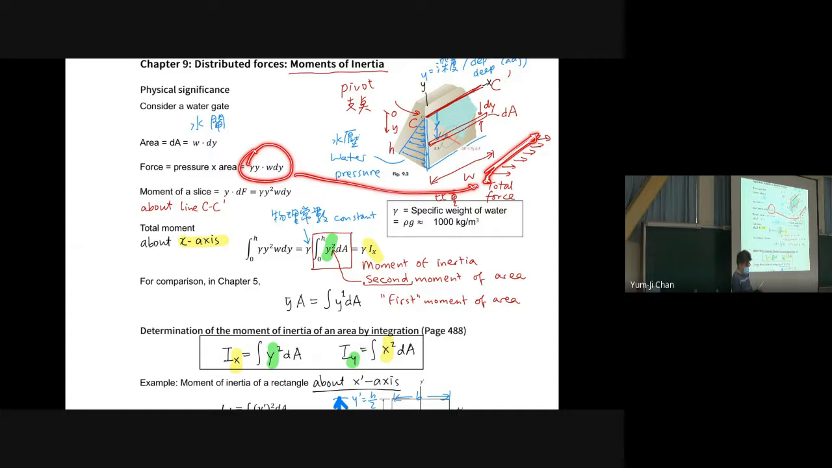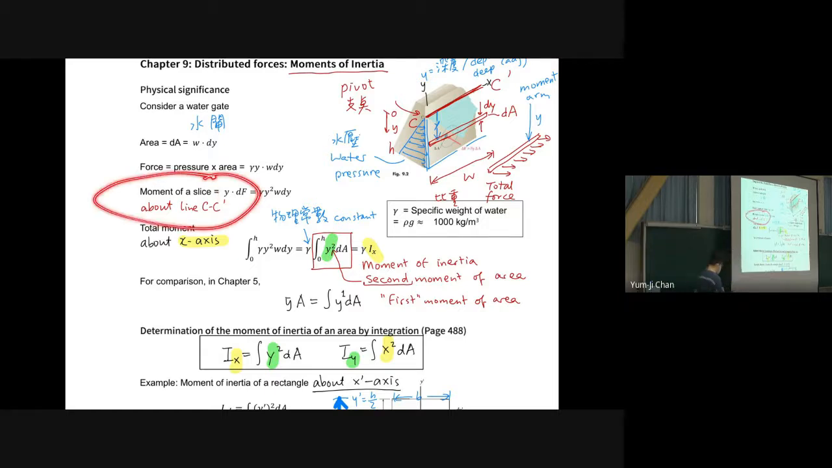But because the pivot is at C prime, we have a force and we have a moment arm here. Moment arm is y. So we have the moment of a slice about line C and C prime is equal to this one.